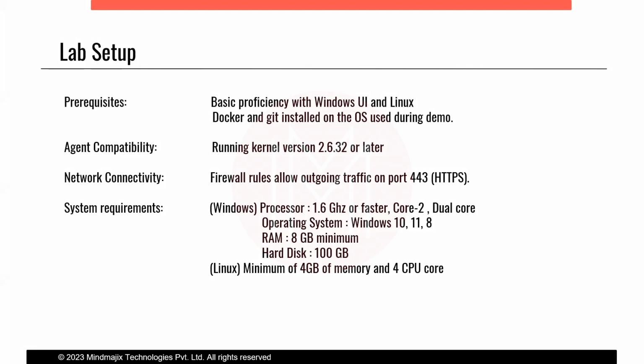For system requirements, if we are using Windows, you'll need a processor of 1.6 gigahertz or faster with an operating system of Windows 10, 11, or 8. You'll need a minimum of 8 GB of RAM and 50 GB of hard disk space. If you are using Linux, you'll need a minimum of 4 GB of memory and 4 CPU cores. With these prerequisites and system requirements in mind, we are ready to get started with setting up Dynatrace agents during the course.